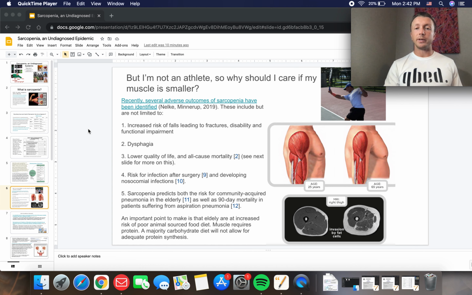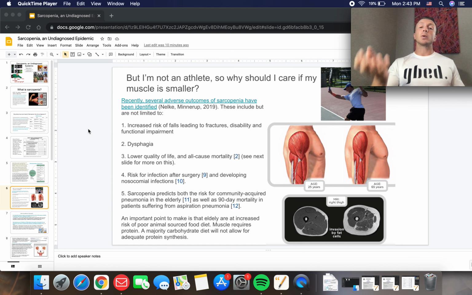Now, why do we need to do this? Look at the several recent adverse outcomes of sarcopenia identified. So increased risk of falls leading to fractures, disability, and functional impairment. Dysphagia, which is trouble swallowing. Lower quality of life and all-cause mortality. Risk of infection after surgery increases in these sarcopenic patients. And then sarcopenia also predicts the risk of community-acquired pneumonia in the elderly, as well as 90-day mortality in patients suffering from aspiration pneumonia. And this may go along with dysphagia.